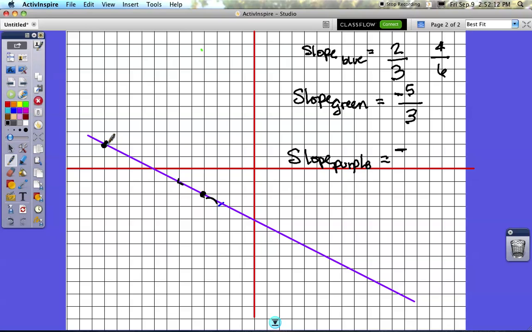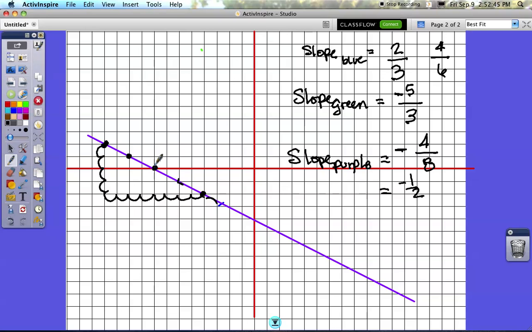So now I'm going to start counting. 1, 2, 3, 4. -4. Now I'm going to start running to the right. 1, 2, 3, 4, 5, 6, 7, 8. I'm looking at that, and I'm thinking that can be reduced to -1/2. And if I go back and look, down 1 over 2, that was a pretty good point.